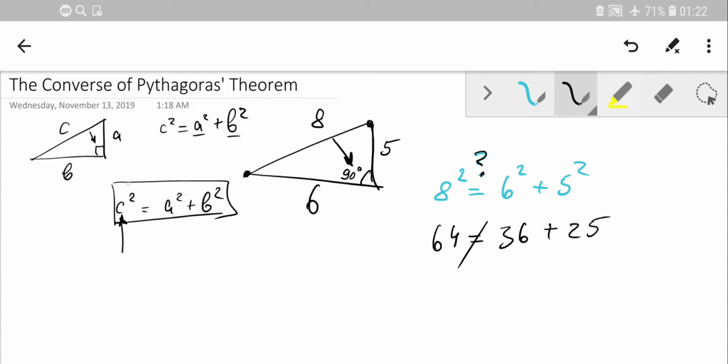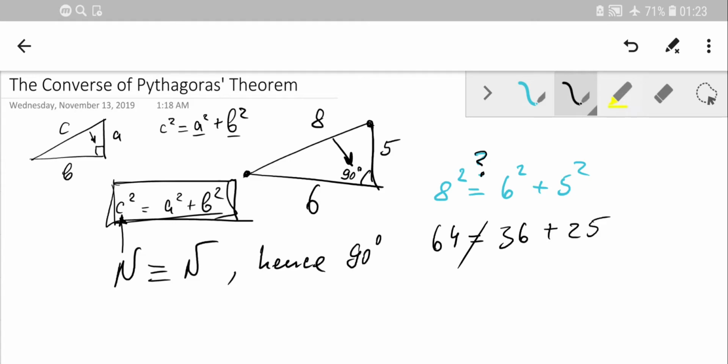It's pretty easy to understand how it works. Just test this equality for the sides, and if it's successful, it turns out to be an identity, like one number equals an identical number. Hence you'll have a 90 degree angle somewhere, opposite the longest side.